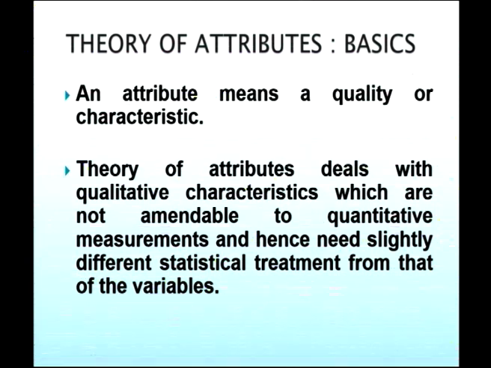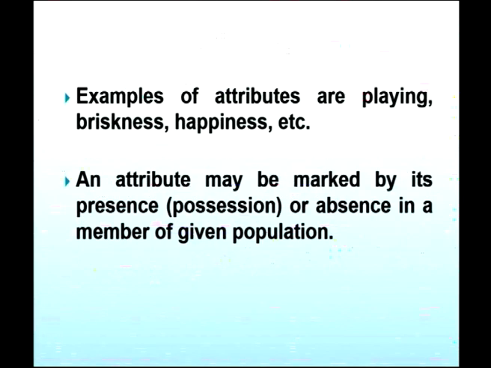So the theory of attributes deals with the qualitative characteristics which are not amenable to quantitative measurements, hence statistical treatment is required different from that of variables. What is meant by attribute? Attribute means the quality. Examples of attributes are playing, briskness, happiness, sadness, etc. So an attribute may be marked by its presence, possession or absence in a member of a given population.